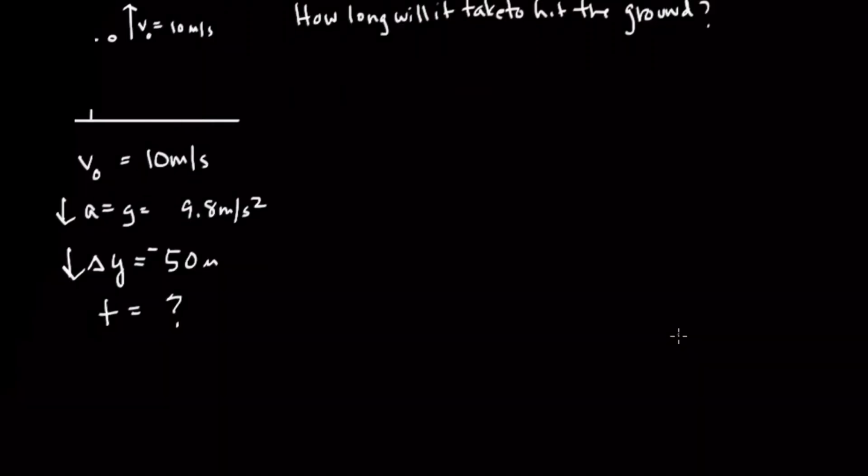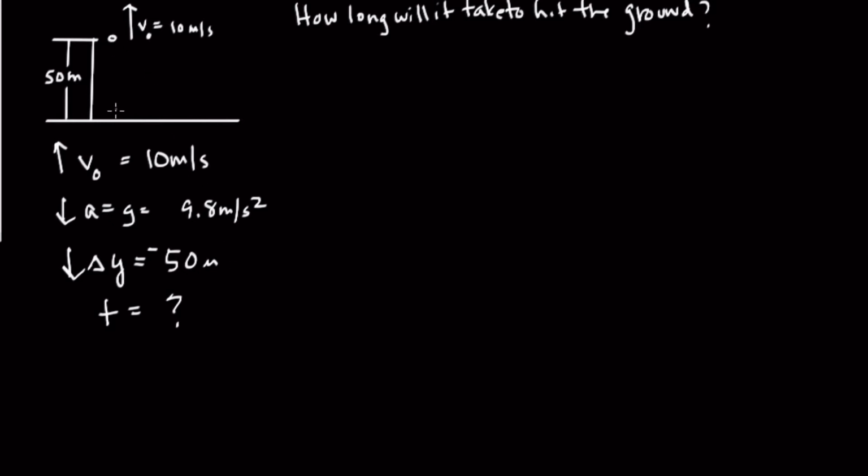So here's another problem. Everything's the same as in the last problem, except now you're throwing it upward instead of throwing it downward. So your initial velocity is 10 meters per second up instead of 10 meters per second down. We still have acceleration as acceleration due to gravity. It is still downward. It is always downward. And the displacement is still going to be, oh, look, I already put a negative sign there. The displacement is still going to be downward, right?